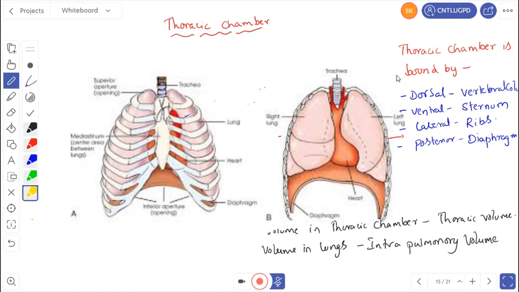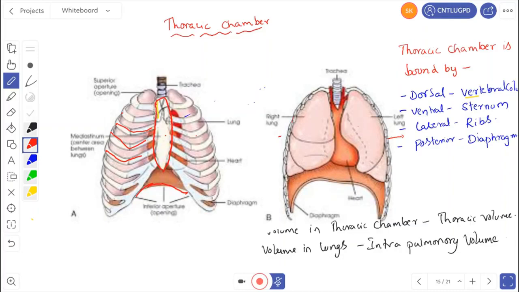On the dorsal side we can see the presence of the vertebral column. On the ventral side is the sternum. I am marking it with the red color. Yes, this one is the sternum. On the lateral sides you can see the ribs. Then on the posterior side you can see the diaphragm. So the thoracic chamber is formed by the vertebral column on the dorsal side, sternum on the ventral side, ribs on the lateral side, and on the posterior side the diaphragm.